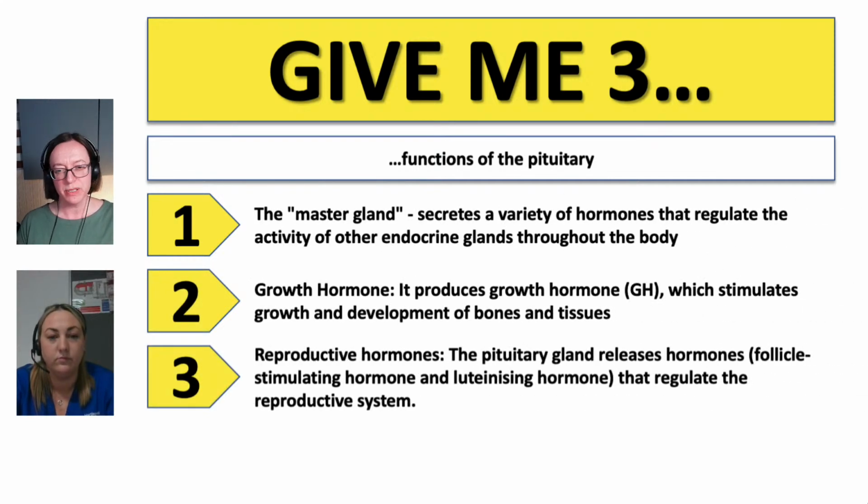Okay, so sometimes the pituitary gland is called the master gland because it secretes a wide variety of hormones that regulate the activity of other glands throughout the body. It produces growth hormone, also known as GH, which stimulates growth and development of bones and tissues. And it also releases hormones such as follicle stimulating hormone, also called FSH, and luteinizing hormone, also called LH, that regulate the reproductive system. So these are the kind of specifics that you need to give in your answers.